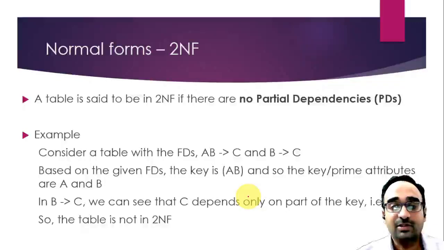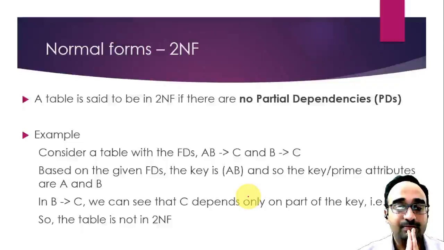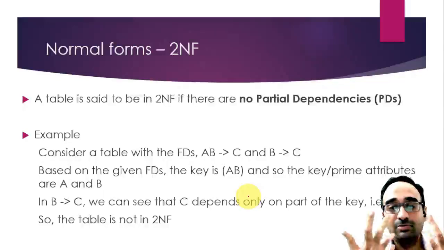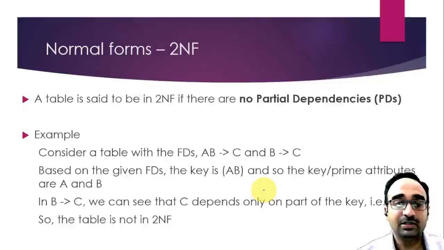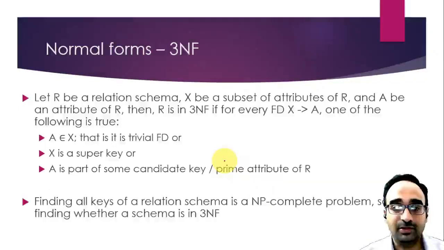If the table is not in second normal form, what will you do? You will decompose the table. You will divide the table into 2 or 3 tables as you wish. How to divide the table we will see in later videos. For now I am explaining only what the normal form is, and how to say whether a particular table is in a particular normal form or not.